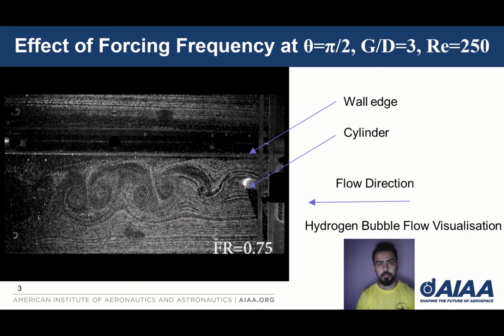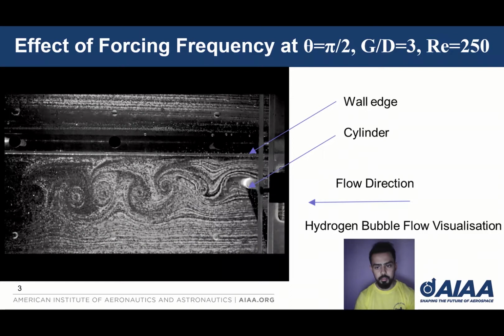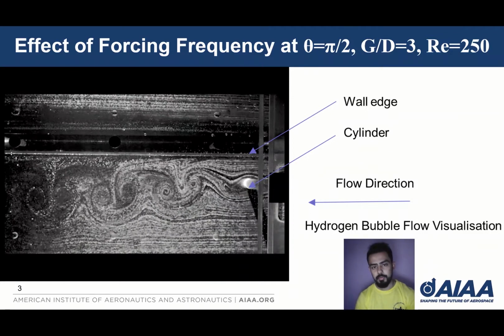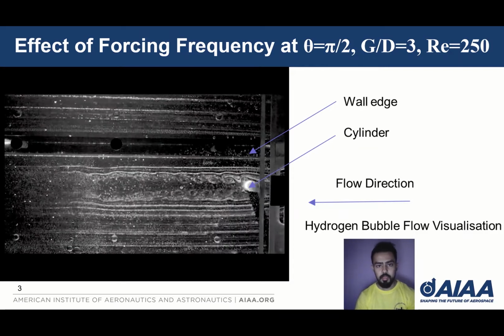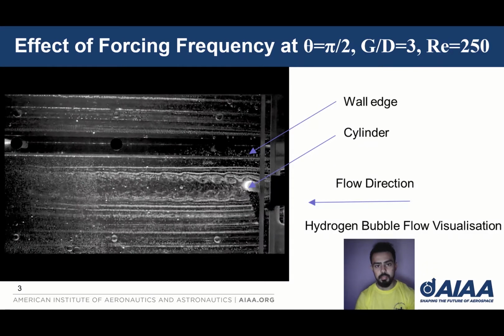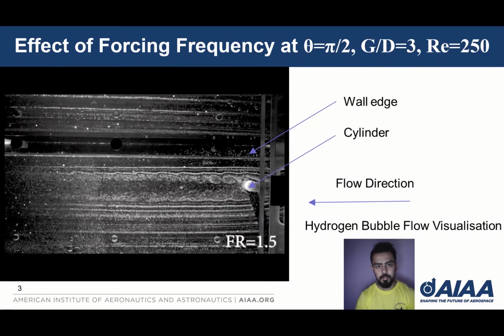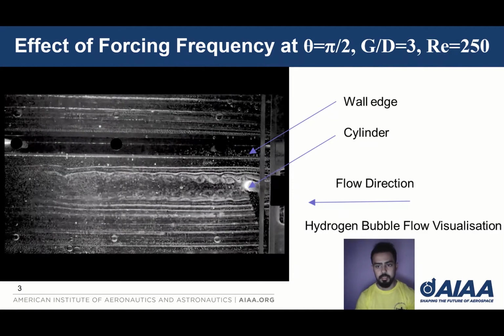Now we'll see the effect of forcing frequency at an amplitude of 90 degrees and G by D of 3 again, and Reynolds number 250. Here again we have an FR of 0.75, and then we'll see what happens when the FR is increased to 1.5. The size of the wake reduces again, and there is no interaction between the wall and the vortices shed behind the cylinder.